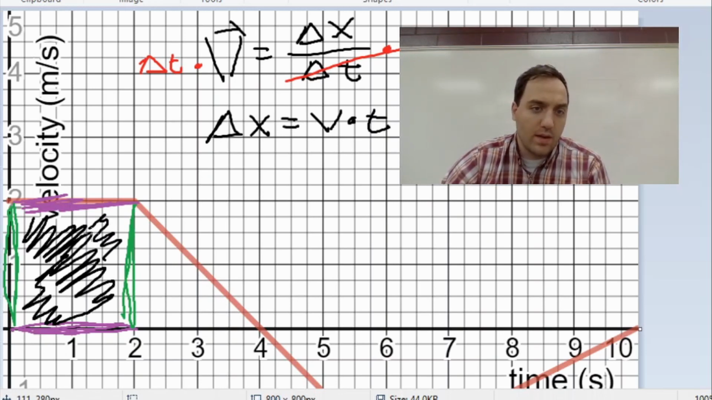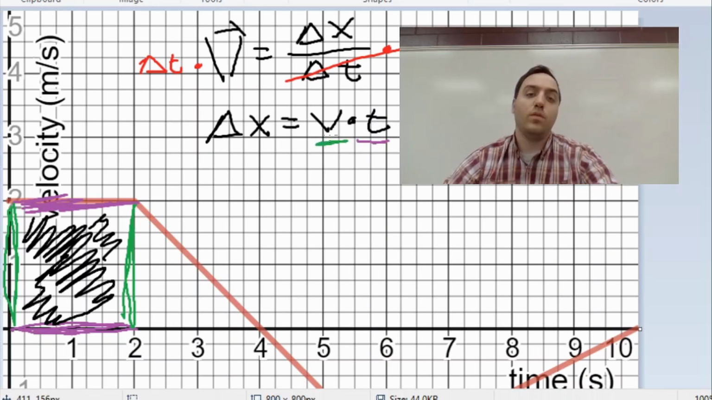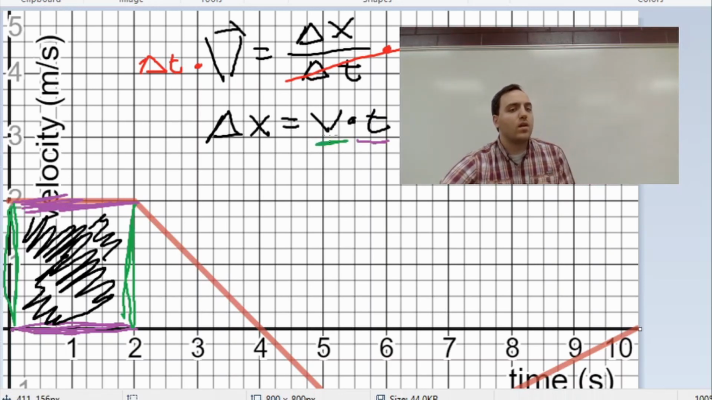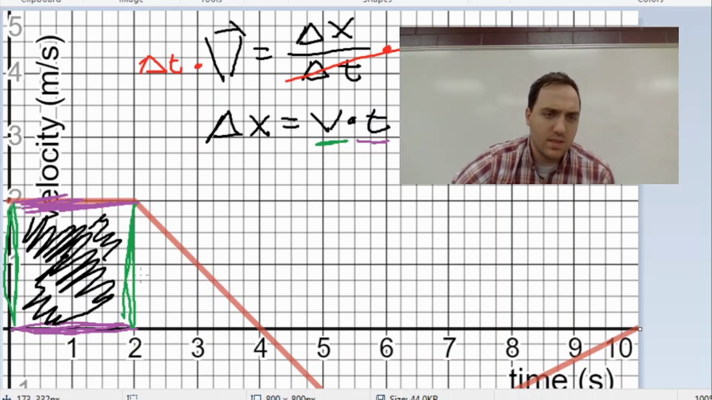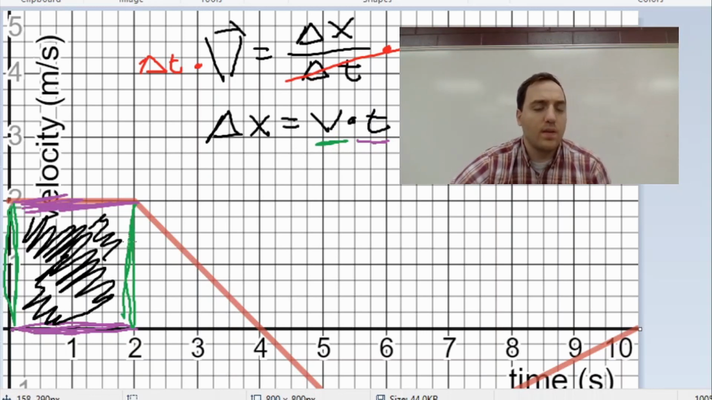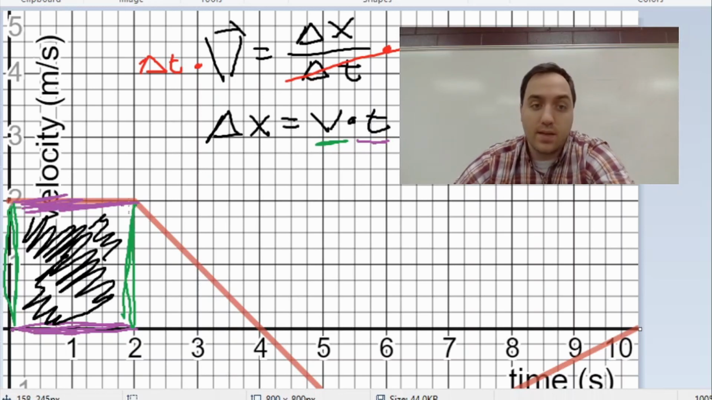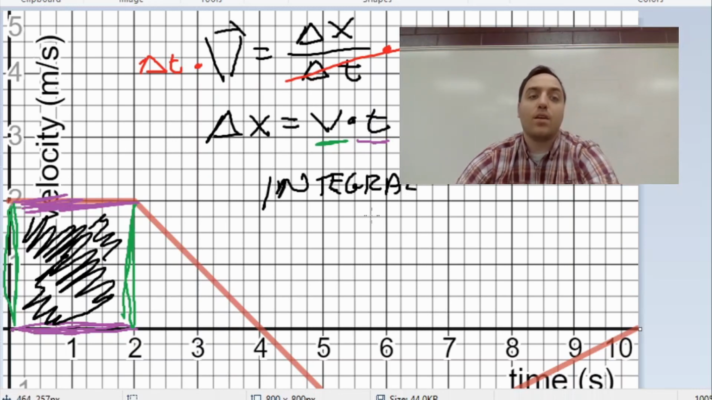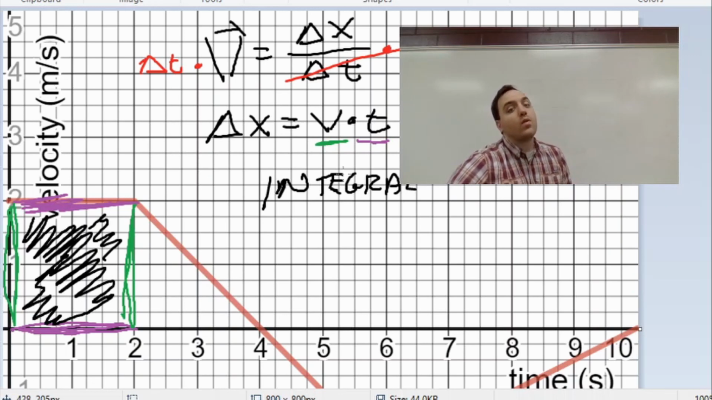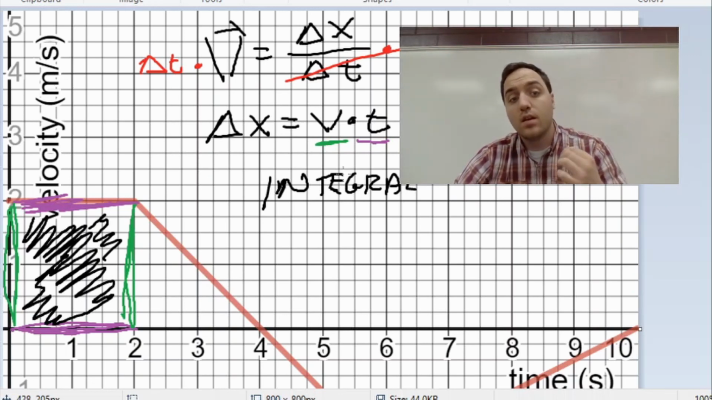Velocity being our y values, time being our x values, which means that if we can find this box, we can find the displacement. Or more accurately, if we can find the area between this line and the x-axis, we can find the displacement. A common term for this, if you take calculus, is the integral. We take the integral of the velocity graph. We find the displacement.